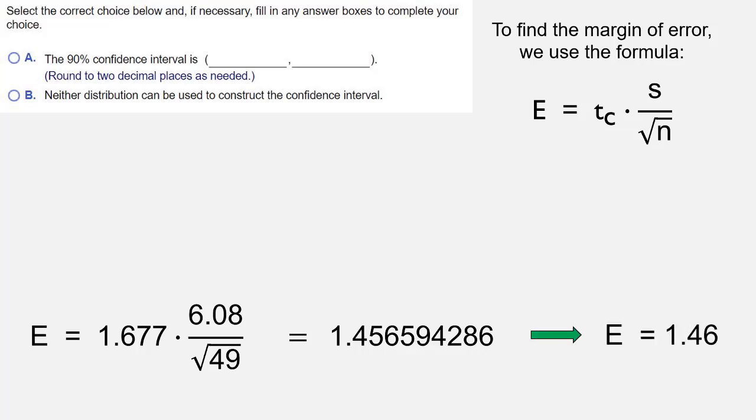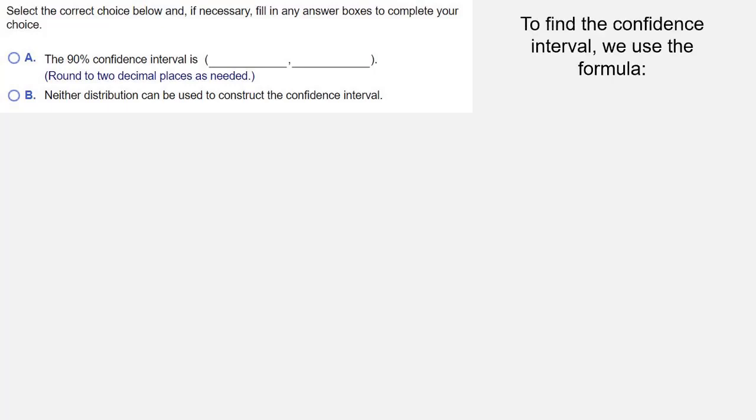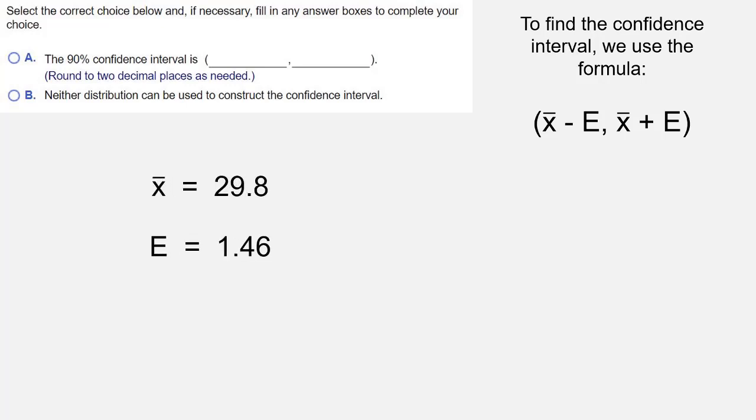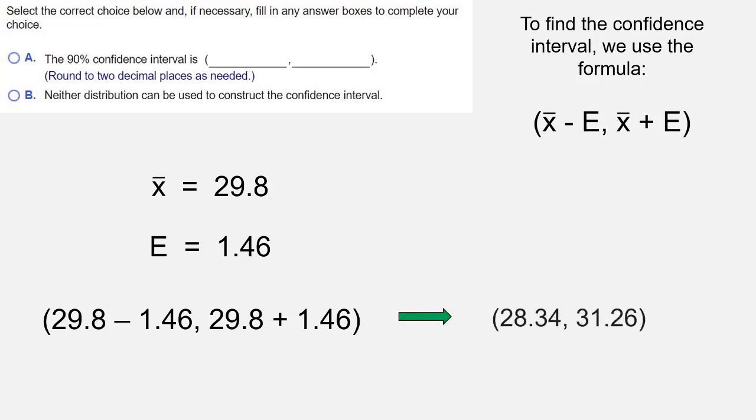Once we have the error value, we can form the confidence interval by subtracting the error from the mean and adding the error to the mean. So our confidence interval is going to be x bar minus the error to x bar plus the error. Now the x bar value that we had was 29.8, and the error that we came up with was 1.46. So this is 29.8 minus 1.46, 29.8 plus 1.46, which gives us a 90% confidence interval of 28.34 to 31.26. So we're choice A, and we insert our answers.